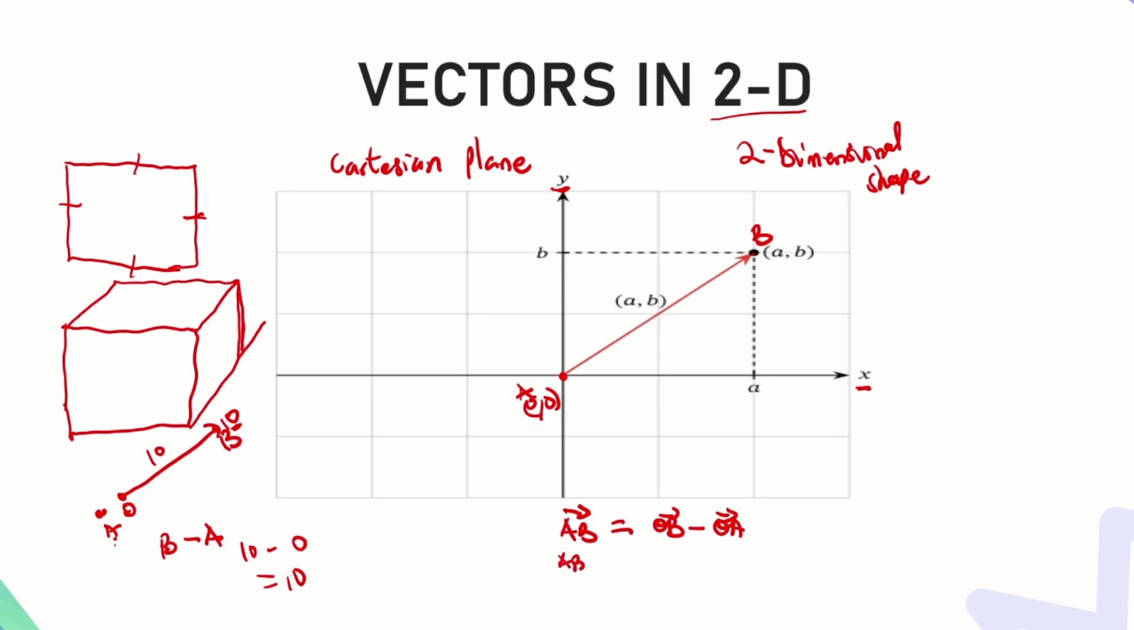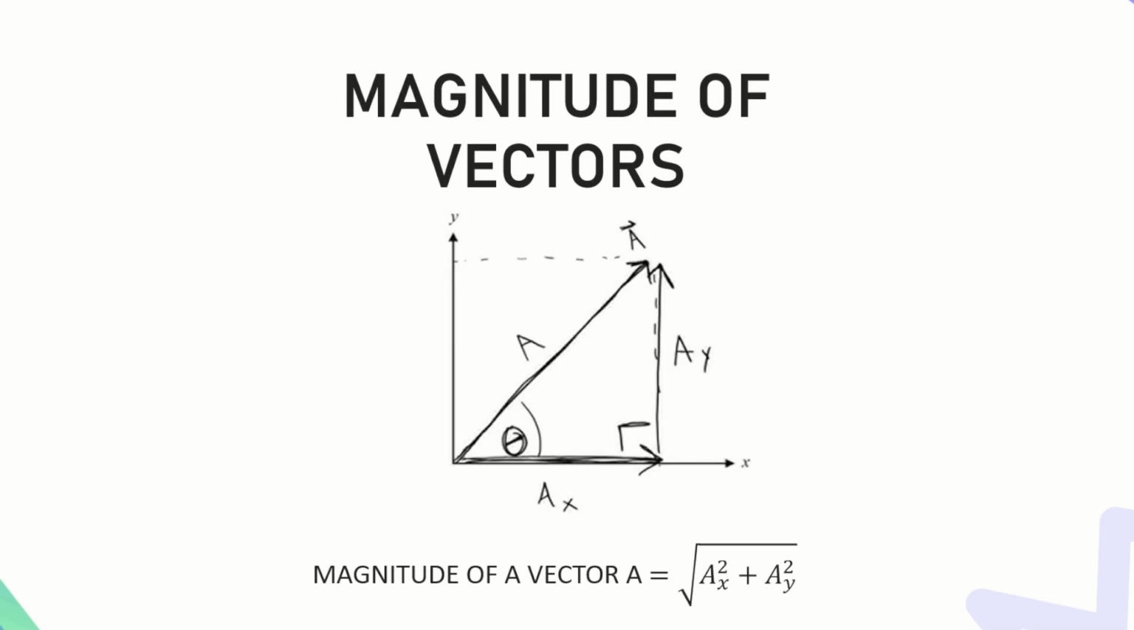So when we have AB, we can say that OB in vector form is A and B, and OA is our origin, which is 0 and 0. A minus 0 gives us A, and B minus 0 gives us B. So we see that our vector AB is our coordinates A and B. That is how we represent our vector when we consider it in 2D form. Now let's move on and look at the magnitude, or the length, of a vector.